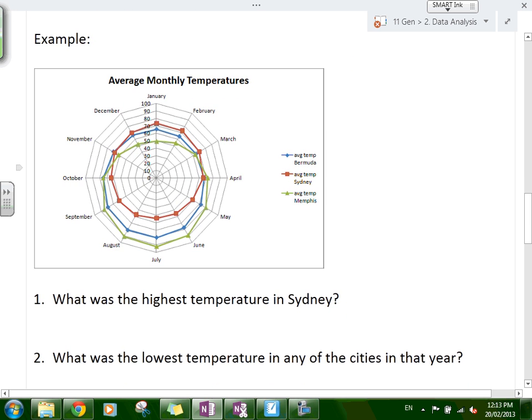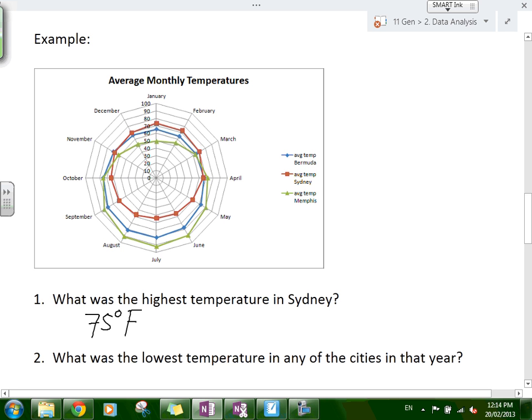So what was the highest temperature in Sydney over the course of the year? So Sydney, we have to look at the red line. And we also know that Sydney has summer in December, January, February. So that's going to influence what the temperature is. So Franco, what do you think is the highest temperature for Sydney, approximately? Yeah, Sydney's red. Yeah, about 75, I think. So 75 degrees.